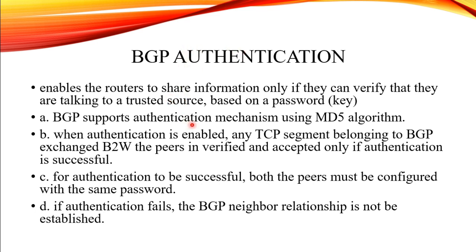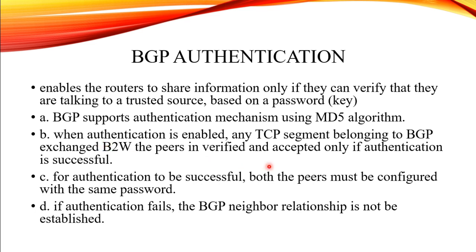In this case, only those BGP neighbors can create a neighborship whose passwords and keys match, and the other routers, when the keys or passwords do not match, cannot create a BGP neighborship with each other. BGP supports an authentication mechanism using MD5, or Message Digest 5 algorithm. So BGP just supports this algorithm for authentication.